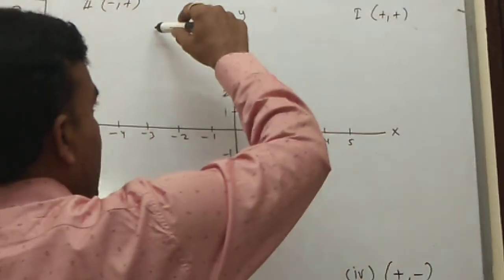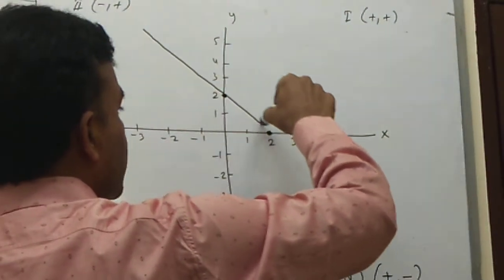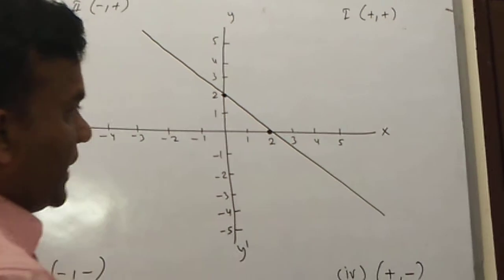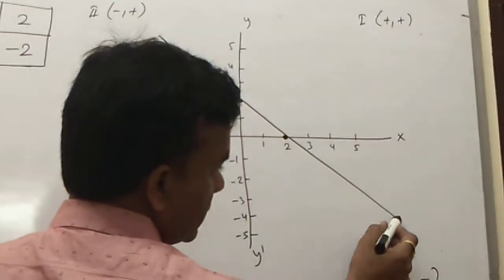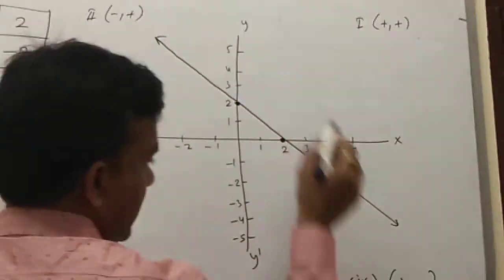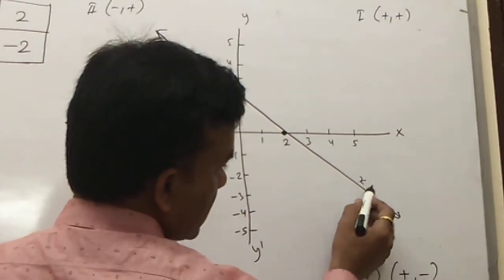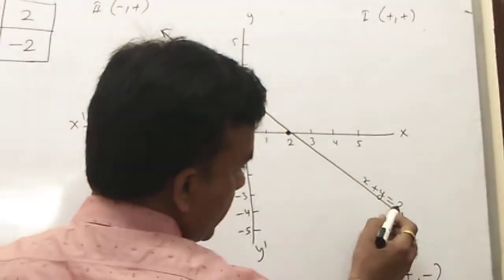So similarly we have the line, you draw it here. Okay, and then write down the equation, which equation you have. So after drawing, you got the equation x plus y equal to 2.